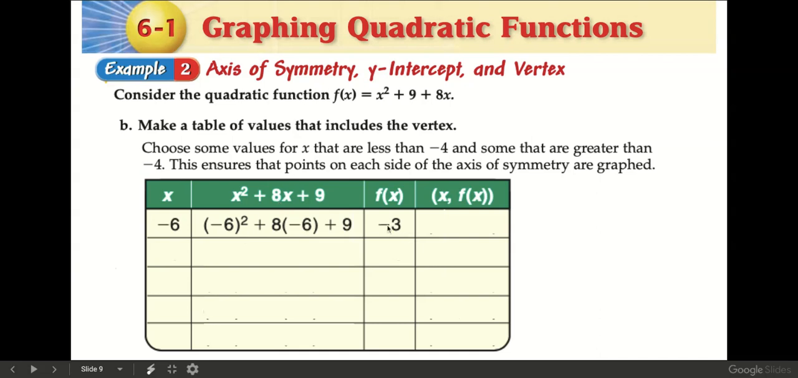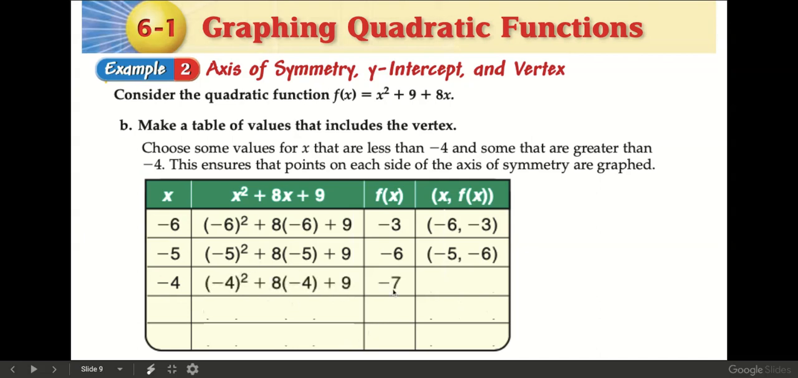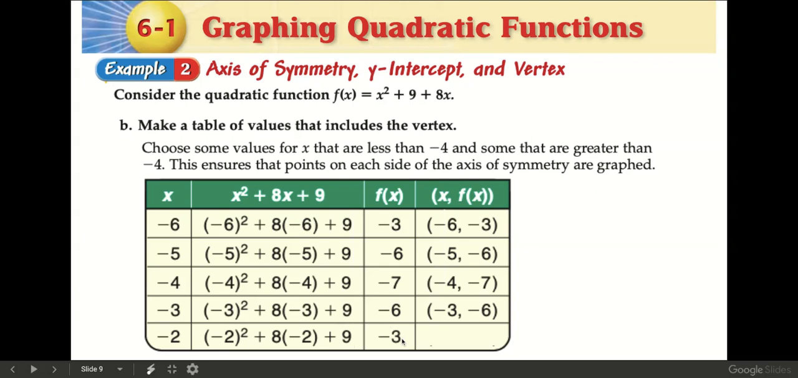When I input negative 6, my output is negative 3, so I'm at the point negative 6, negative 3. Then negative 5, input it into my function, I get out negative 6, so I have the point negative 5, negative 6. Then there's my negative 4 that I found for my axis of symmetry, so I know that's going to be where my vertex is located. Input that into the function, and I get out negative 7. So now I have the coordinate negative 4, negative 7. Then negative 3 into the function, and I get out negative 6. So I have negative 3, negative 6. And finally, negative 2 into the function, right? Calculate it out, and I get out negative 3, which gives me a point of negative 2, negative 3.